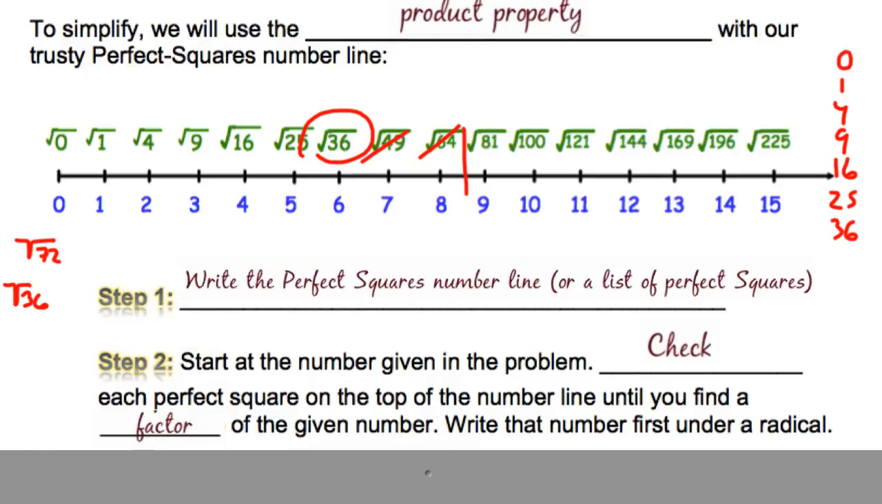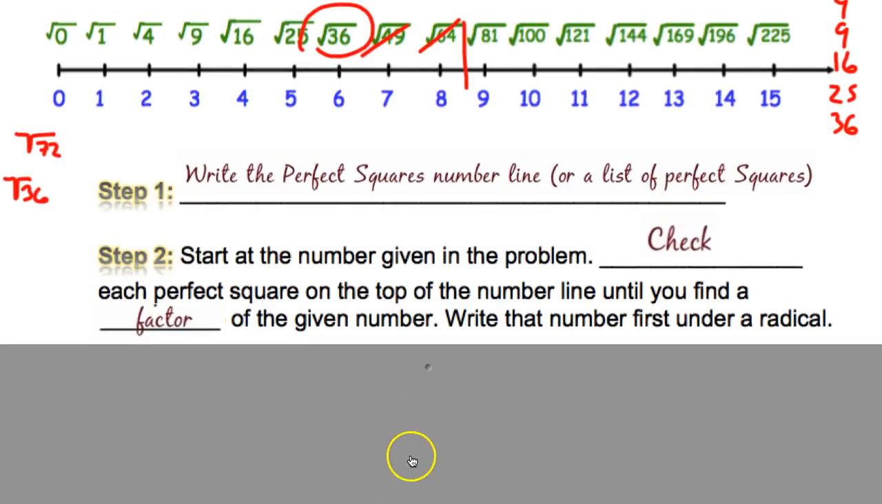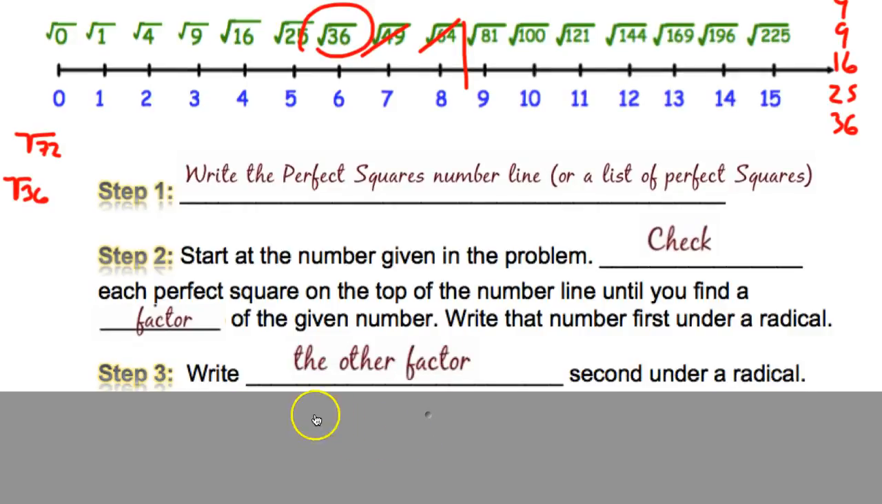What is happening next? Let's take a look. Step 3, write the other factor second under a radical. So we said that 36 times 2 is 72, so I write square root of 2 after that, right? 36 times 2 is 72.